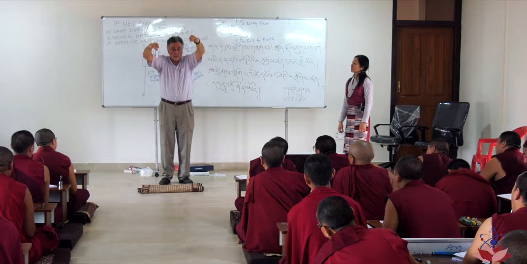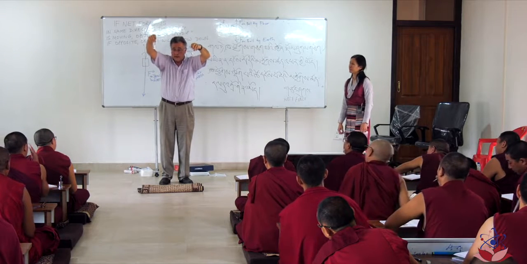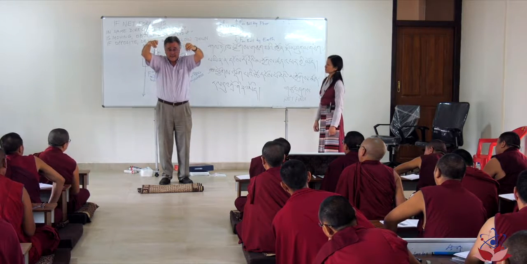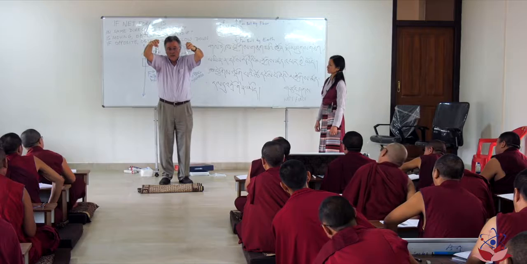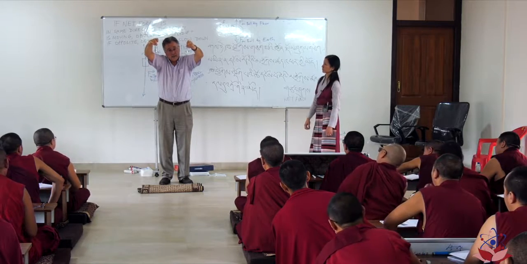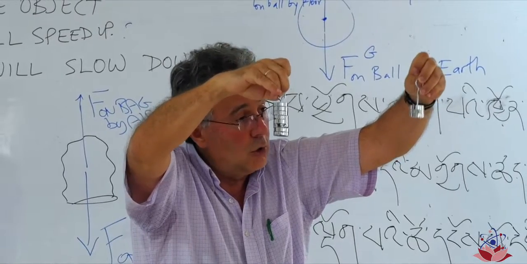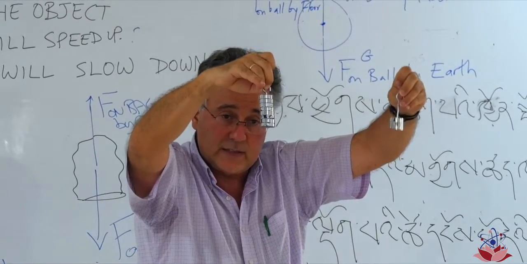So I'm going to drop this iron and I'm going to drop this iron from the same height at the same time, and I want you to predict which one is going to hit the carpet first, or will both of them hit the carpet at the same time?